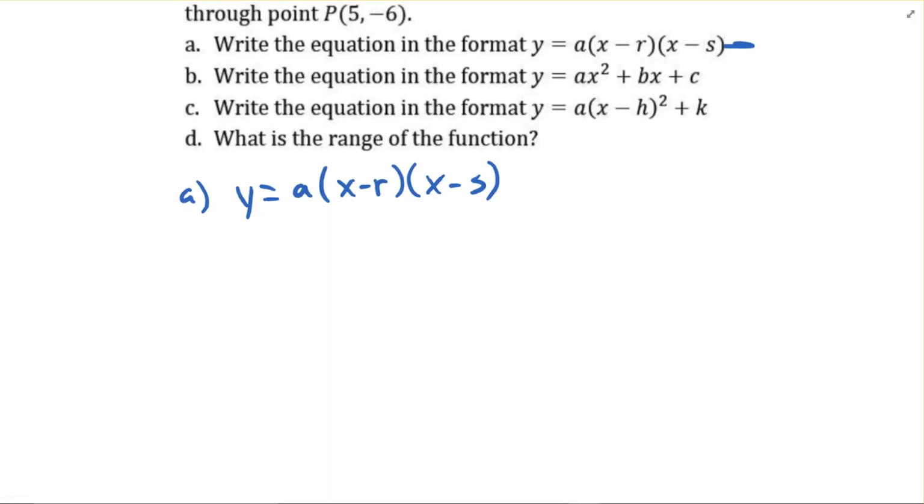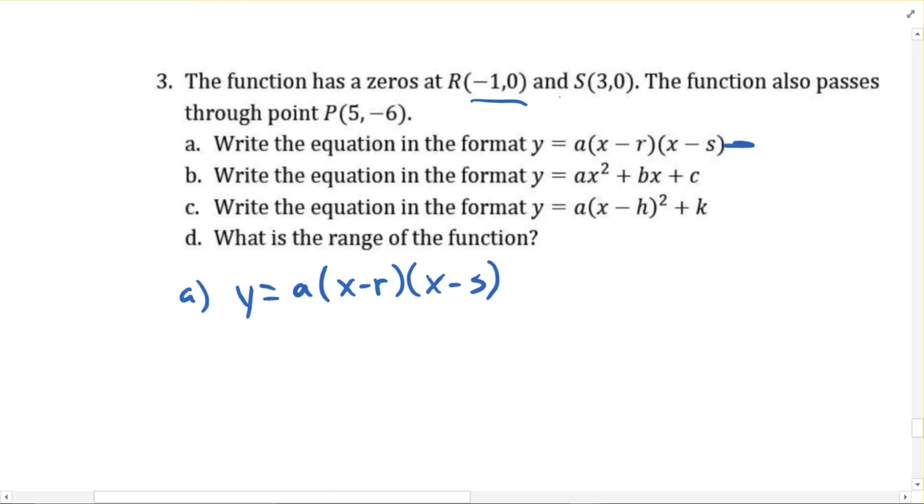So what do we know? Well, we can figure out what r and s are from these numbers. These are where they cross the x-intercept. So what we're going to do is put in those numbers in place of r and s. So let's do that now. A, and then it's going to be x, and now minus r is the equation.